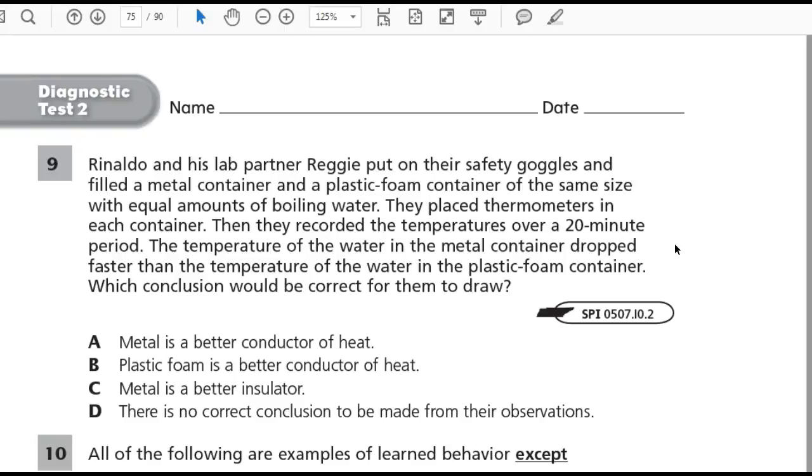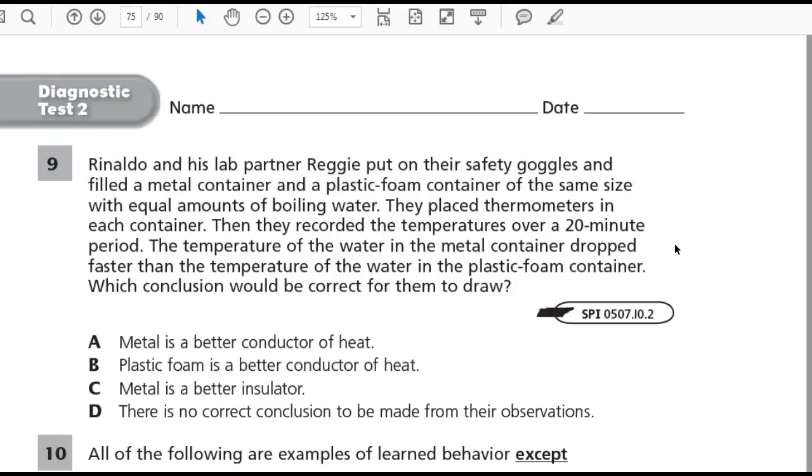The temperature of the water in the metal container dropped faster than the temperature of the water in the plastic foam container. Now that shouldn't be a surprise to you that the water in the metal container cooled off faster than the one in the plastic foam. Which conclusion would be correct for them to draw?